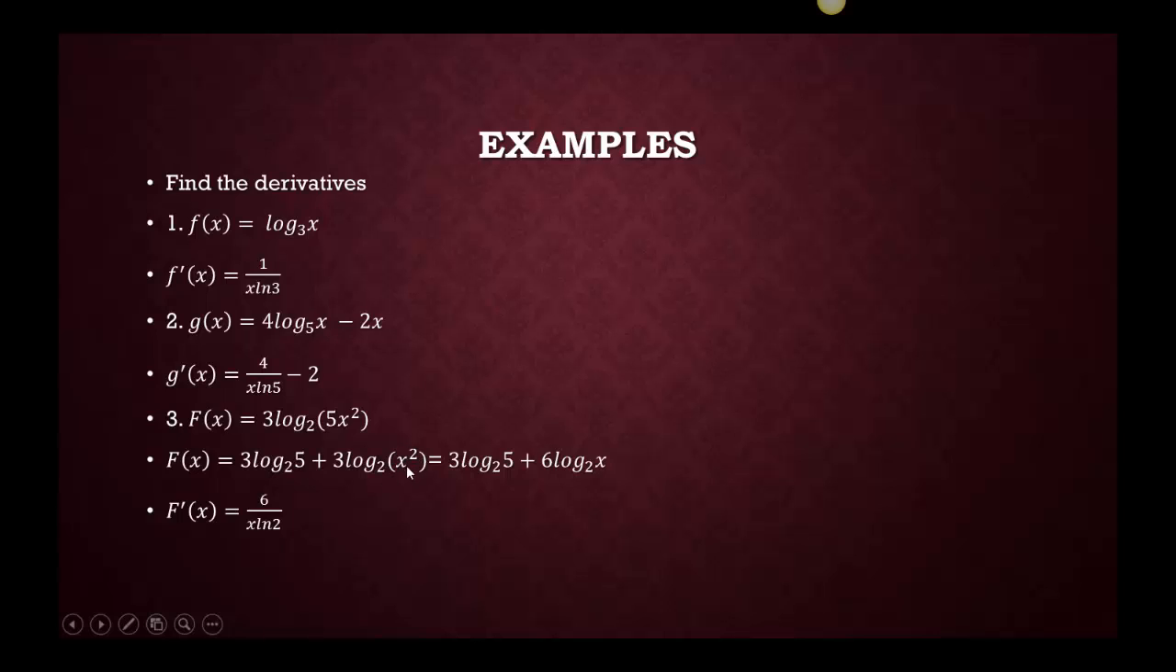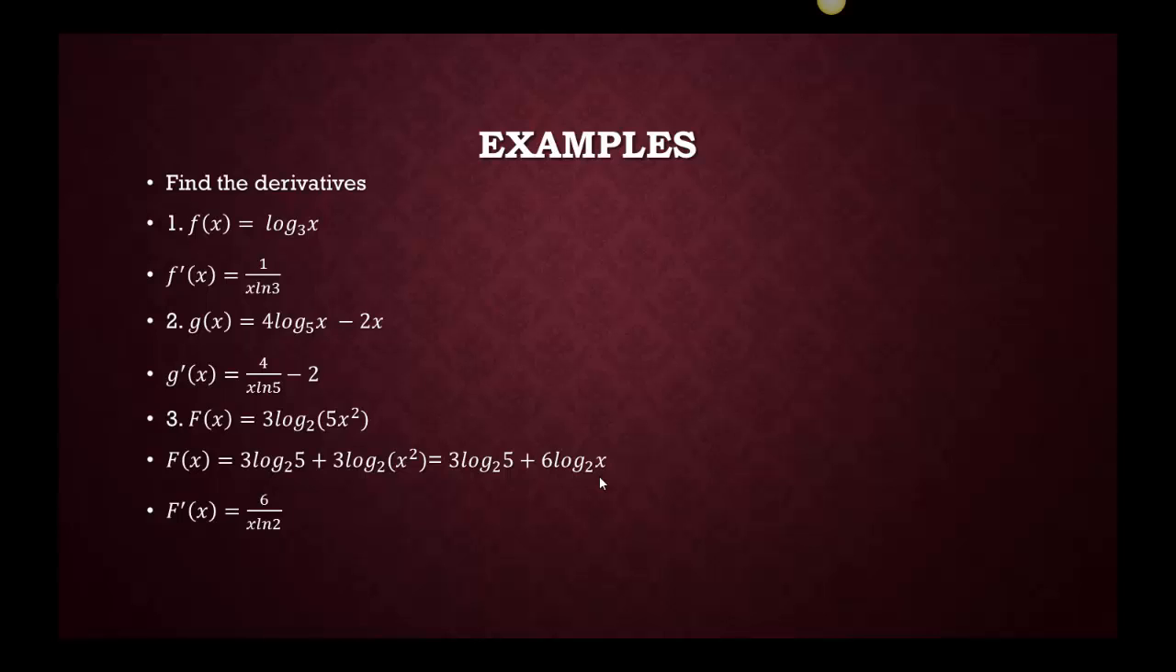Now that the x squared is by itself, I can move this 2 into the front. So this 2 is coming along with this 3, and it becomes 6. So I'll have my 3 log base 2 of 5 plus 6 log base 2 of x. Again, remember, this is not the power rule happening here. This is me rewriting something for logarithms.